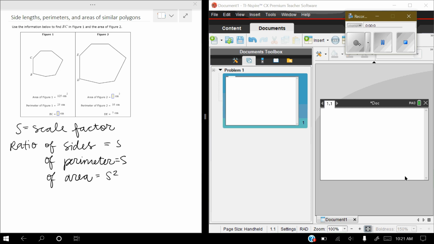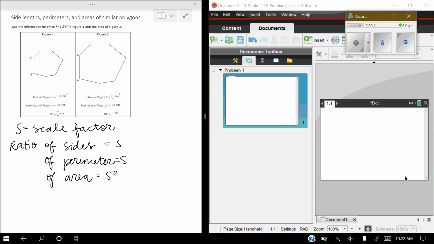In this video, you're going to learn about side lengths, perimeters, and area of similar polygons. So we need to use the information below to find the length of BC in figure 1 and the area of figure 2. It's important to note that you're going to use ratios and proportions.